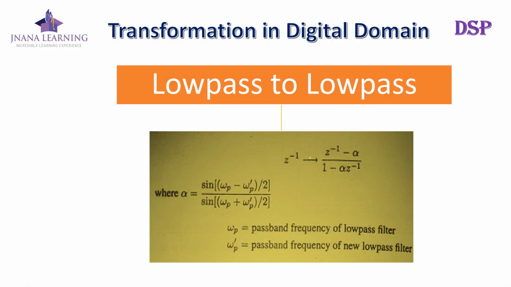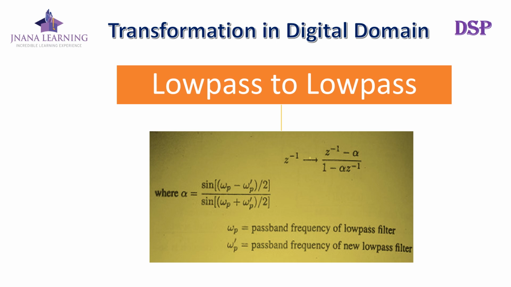Once we have transformed the analog filter into digital filter, we have the filter in the digital domain. In the digital domain also there are transformations, that is from low pass to low pass, low pass to high pass, low pass to band pass, and low pass to band stop. We will discuss that also. First one, that is low pass to low pass transformation.